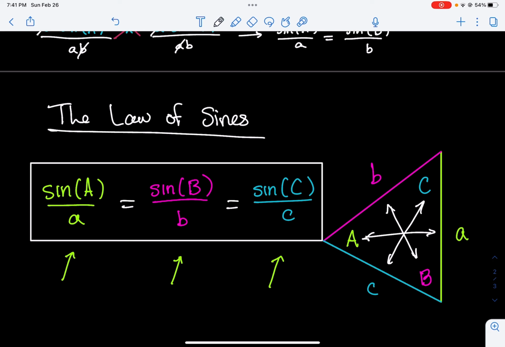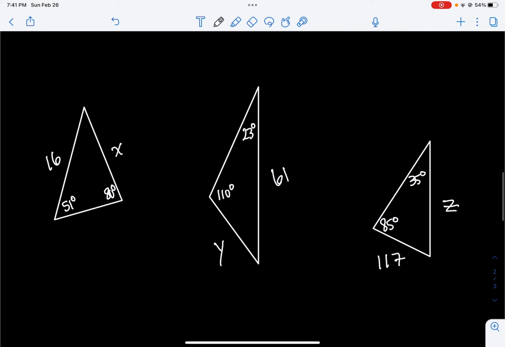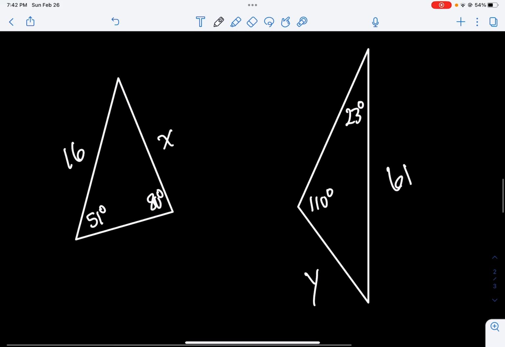That proportion is essentially constant no matter which pair you choose. And so this is something we can now use to help us solve non-right triangles, right? Any triangle, this law works. So it would probably be helpful to go through some examples. Let's just start over here.